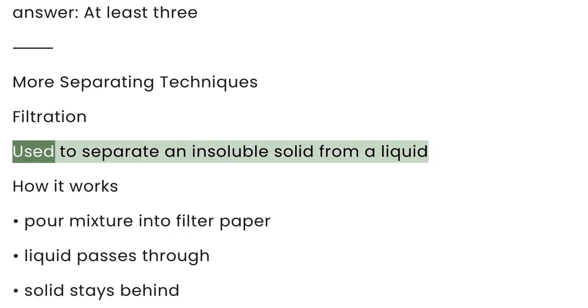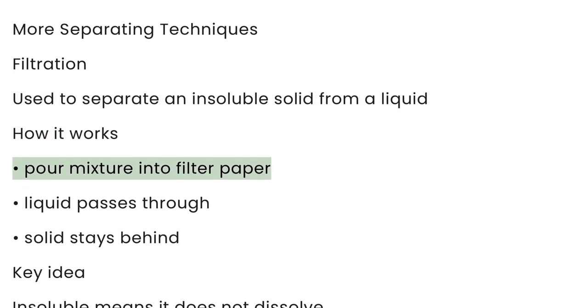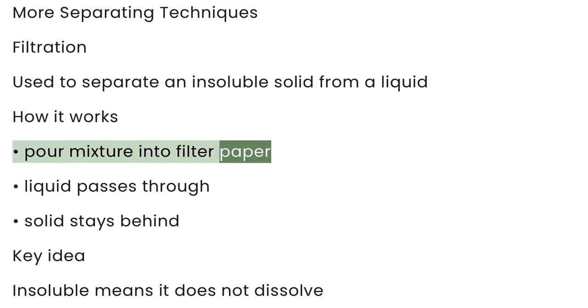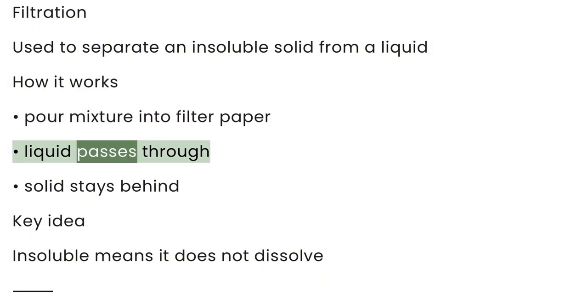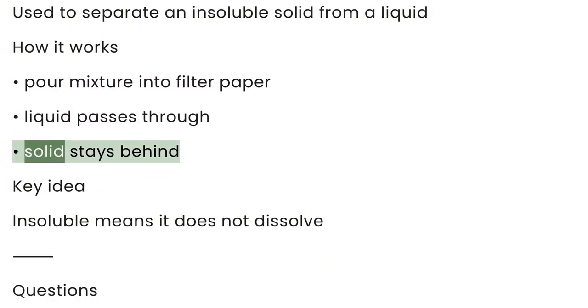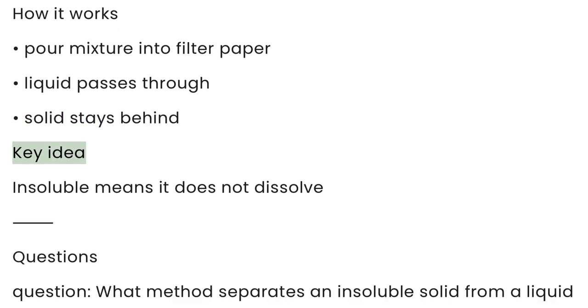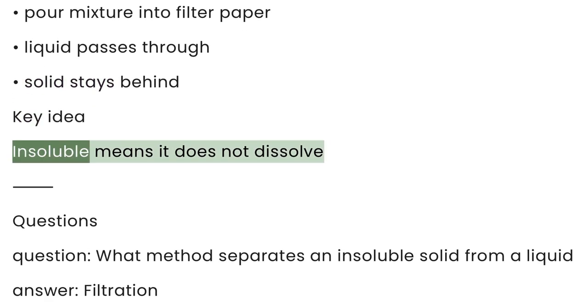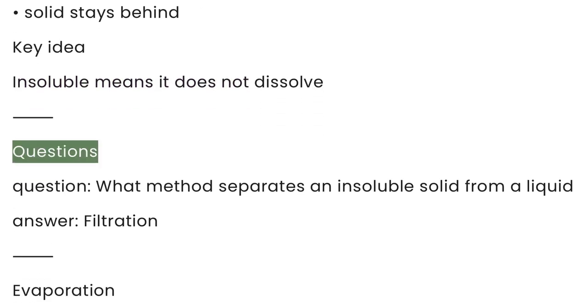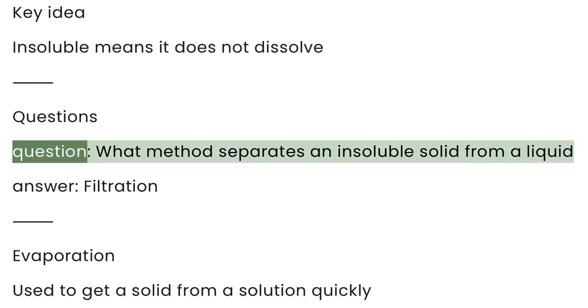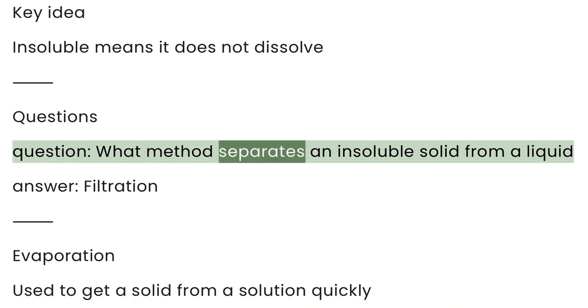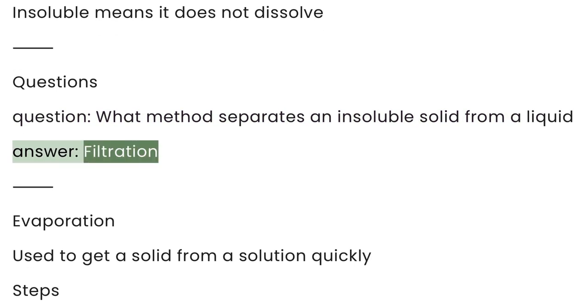More separating techniques. Filtration. Used to separate an insoluble solid from a liquid. How it works. Pour mixture into filter paper. Liquid passes through. Solid stays behind. Key idea. Insoluble means it does not dissolve. Questions. Question. What method separates an insoluble solid from a liquid? Filtration.